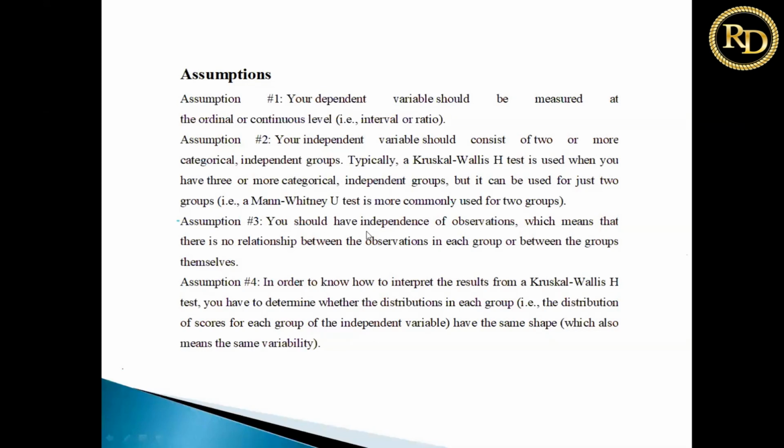So the third assumption is that you should have independence of observations, which means that there is no relationship between the observations in each group, among the groups, between the groups. And the fourth assumption is, in order to know how to interpret the result from the Kruskal-Wallis test, you have to determine whether the distributions in each group, that is the distribution of scores for each group of the independent variable, have the same shape, which also means the same variability. Same shape means we are talking about the variability, as we applied in Mauchly's test. So here we talk about the sphericity of the variance.